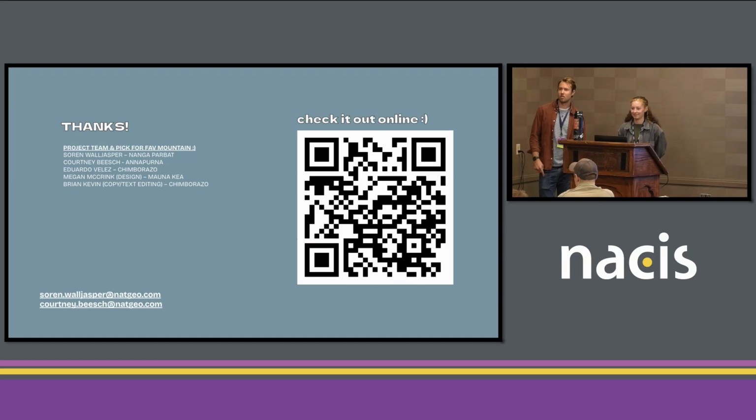Probably have time for one question. How did you pick what angle to look at the mountain from? For which? Let's do Denali.